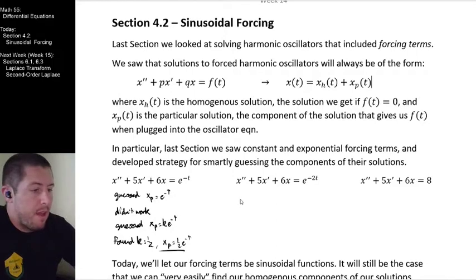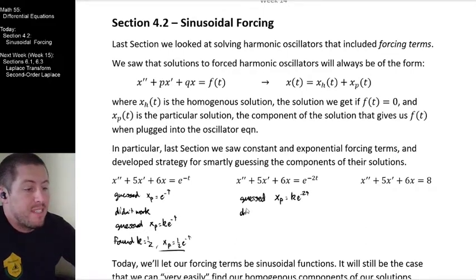In the second example that we did, we learned our lesson from the first example, and we guessed that our particular solution should be k e to the negative 2t. But then we found that this didn't work, and it didn't work because we ended up with an equation that led us to like 0 equals 1. So that says to us there is no value of k such that this is a good particular solution.